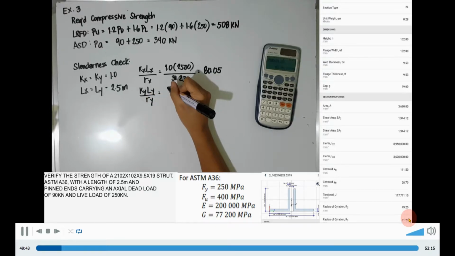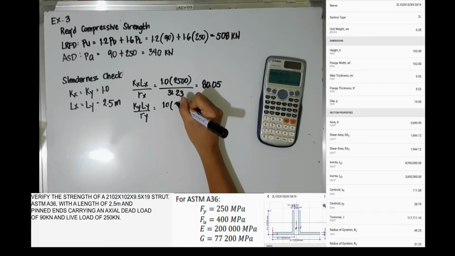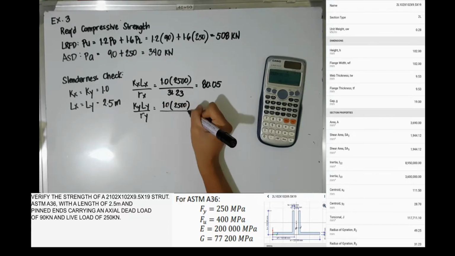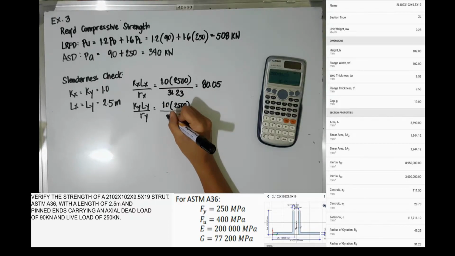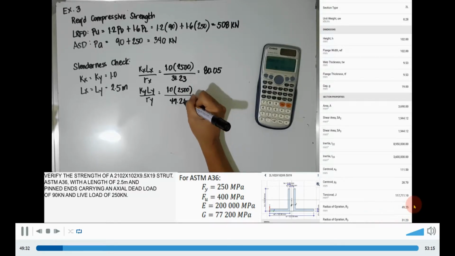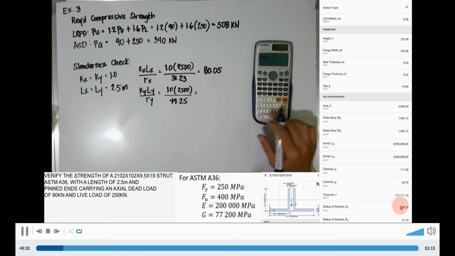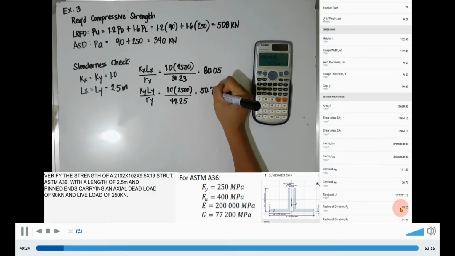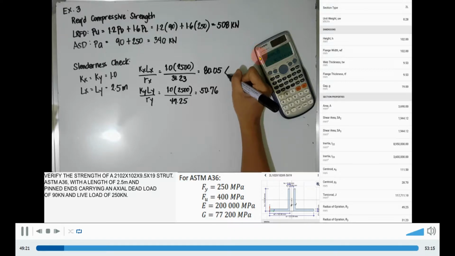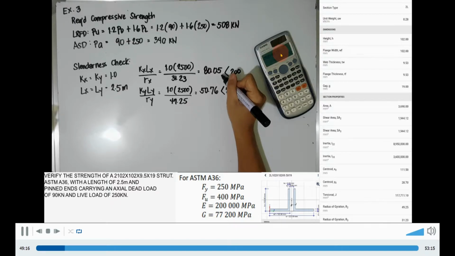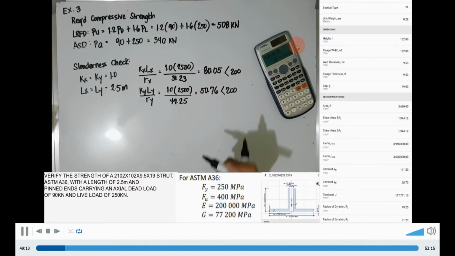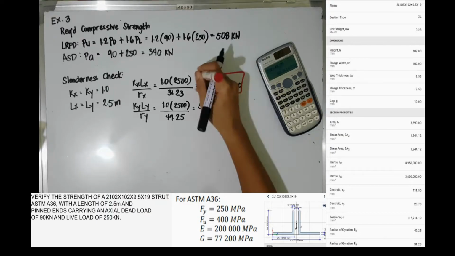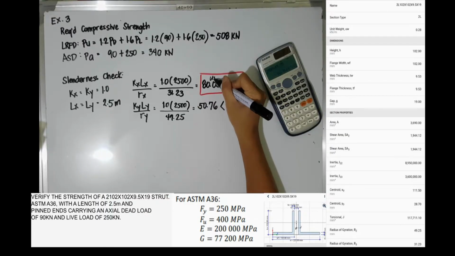The next one, checking the slenderness at y, so 1.0 multiplied by 2,500 divided by the radius of gyration at y, so 49.25. So it is equal to 50.76. So they both meet or satisfy the limit, which is it must be lesser than 200, but we will use the larger value, so 80.75 will govern.